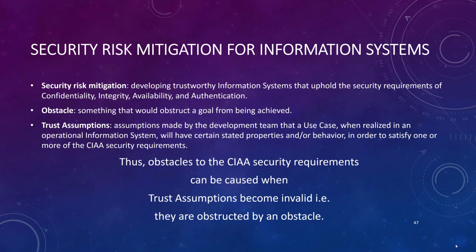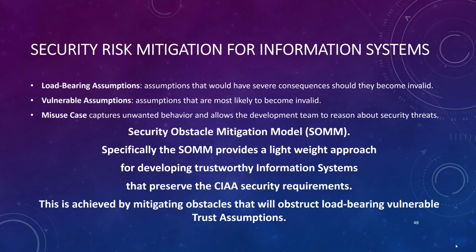video. So you want to think about this overarching idea that you have goals of CIAA around security, and there are obstacles to those goals that can be caused when a trust assumption becomes invalid or they're obstructed by an obstacle. So that's the kind of overarching idea here. So let's walk through and see how this actually works.